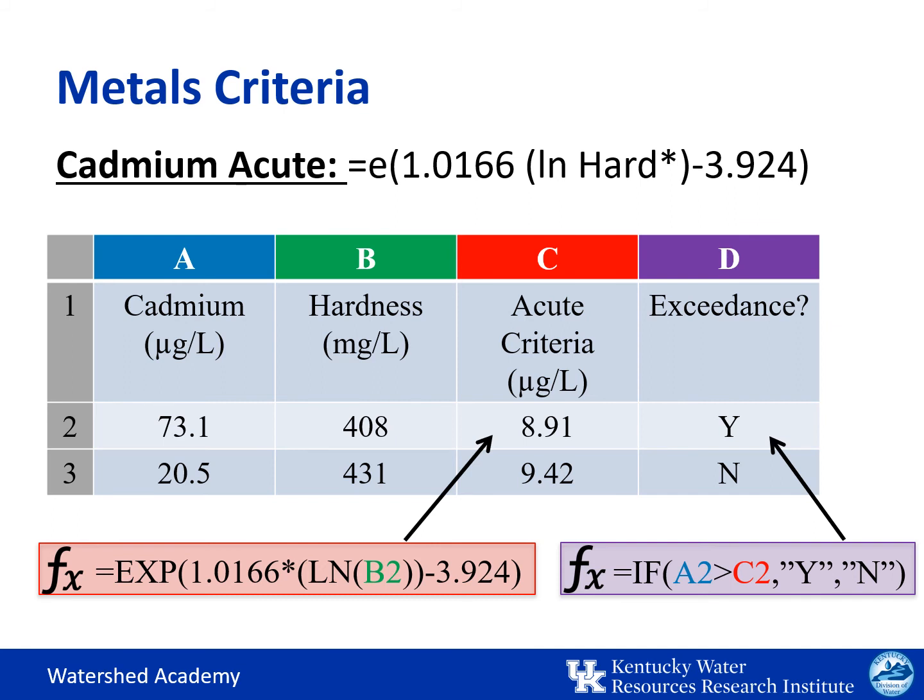Column A is where you have the actual cadmium result. Column B in the green is what the hardness value is. And then you could type in that equation in column C and it will calculate this out. There's the criteria. And in column D, you can actually write an if-then equation that'll tell you if the criteria was exceeded or not.